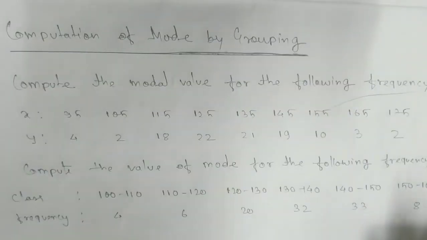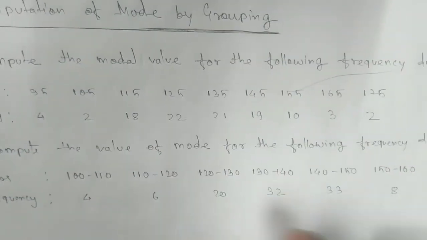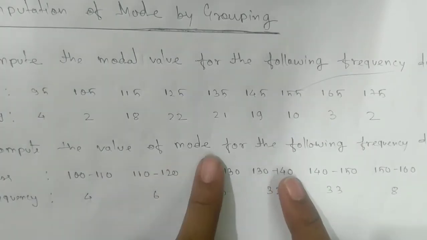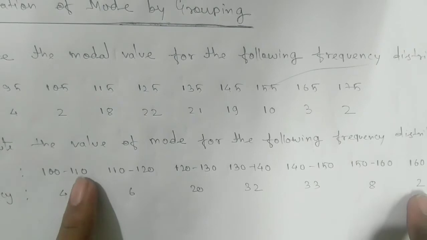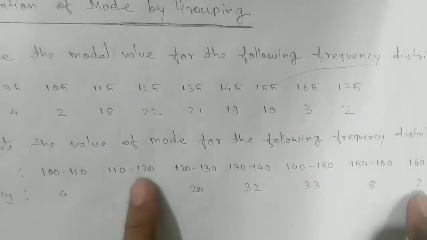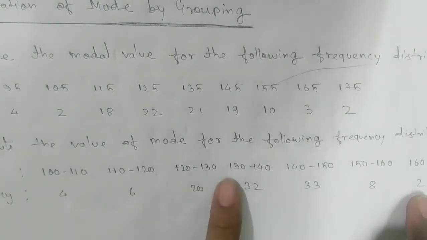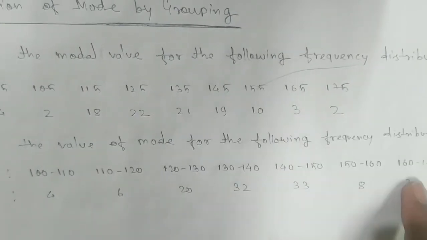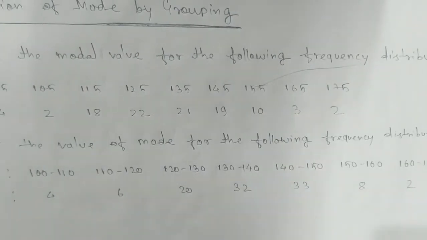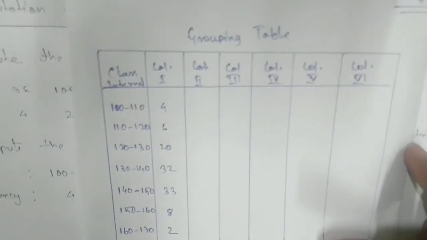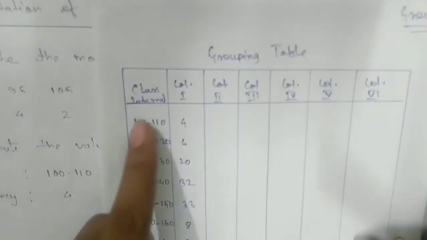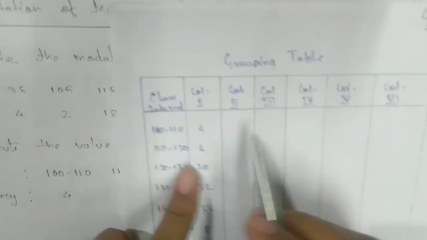Second problem, if you see here: compute the value of the mode for the following frequency distribution, which is continuous. So here we have 110 to 120, 120 to 130, and so on up to this. We'll take it in a grouping table. So here we have the grouping table. Now we're going to put it on a grouping table. Already we have put it. Now our target is the second column.